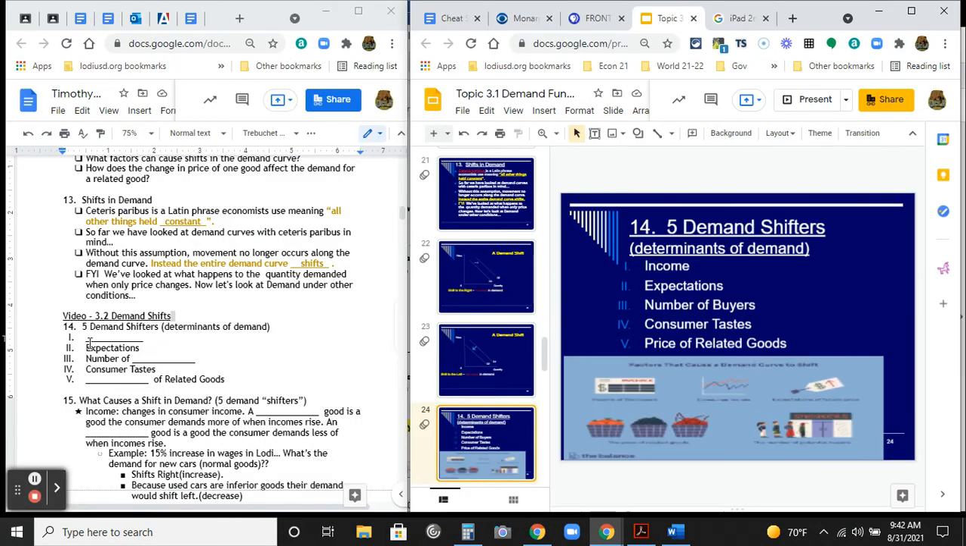I totally did that out of order. That was sort of on purpose because now I'm going to go back in. Income is a demand shifter. Expectations on future price. I would write this in, even though I didn't put a blank in. That's really what it means. Number of buyers.